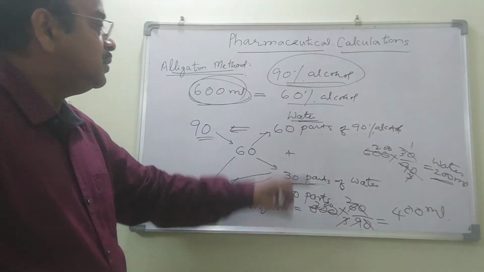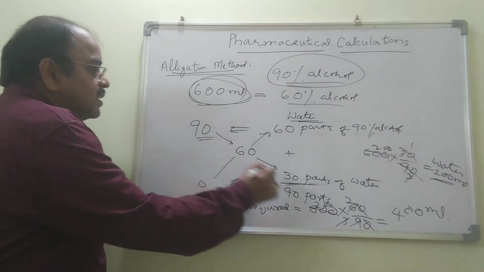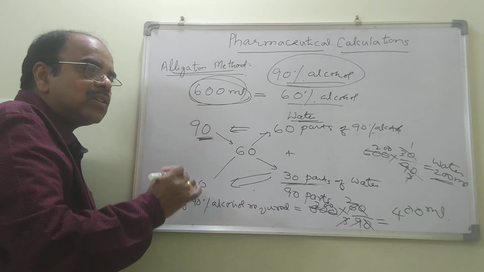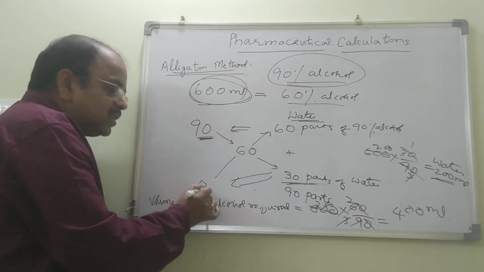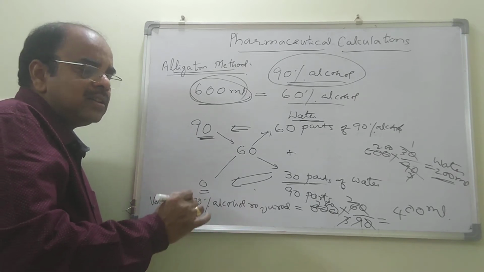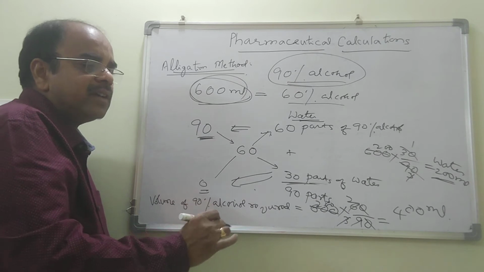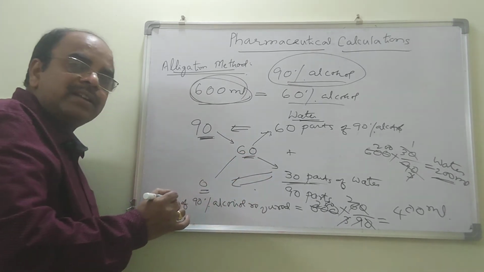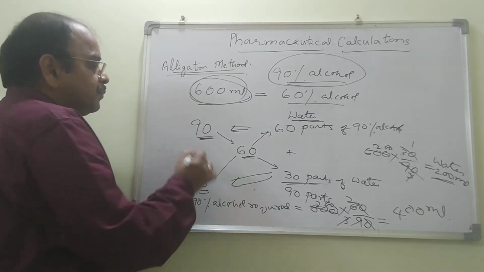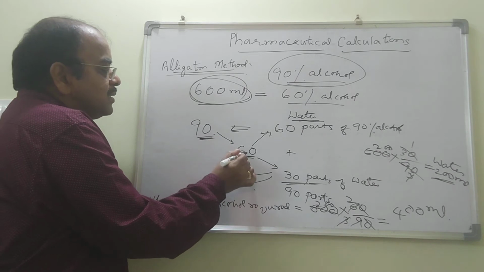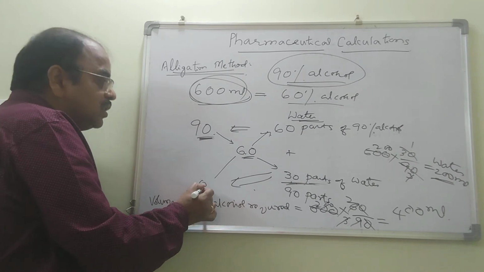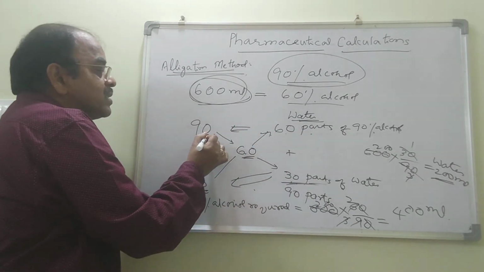Hope you have followed. We'll see once again. In this alligation method, here we are taking the strength of the concentrated solution. Here, strength of the dilute solution. In this preparation, water is the diluent, so we can say it is 0% alcohol. In the middle, we are taking the strength of the solution which is to be prepared. After that, 90 minus 60, 30 parts of water required. 60 minus 0, 60 parts of 90% alcohol.